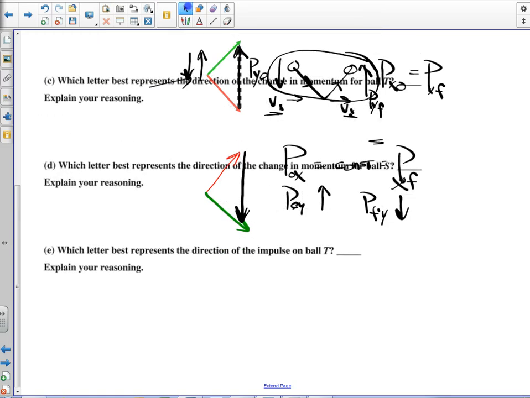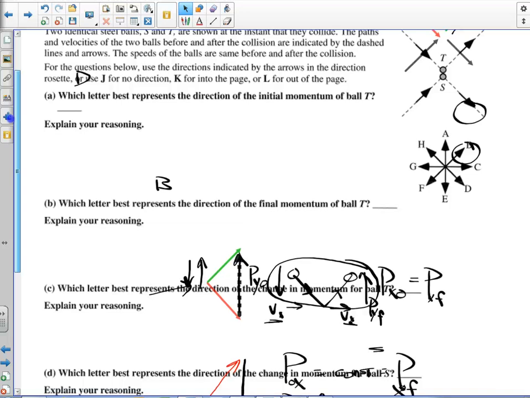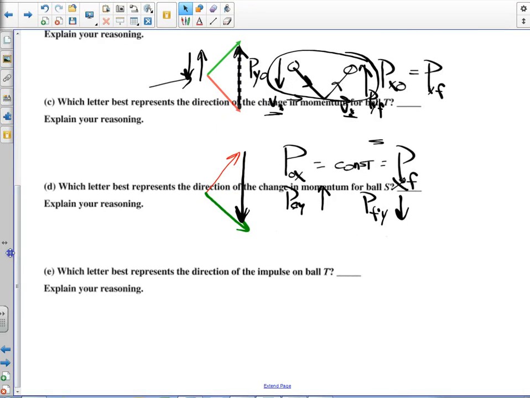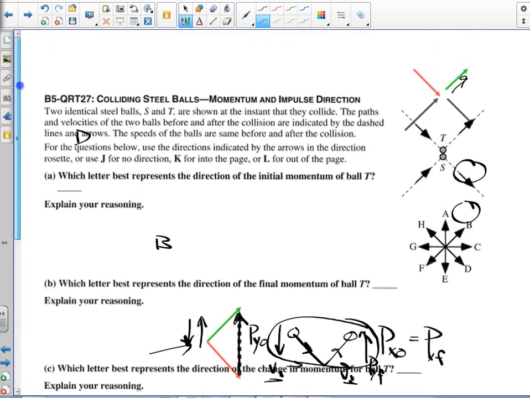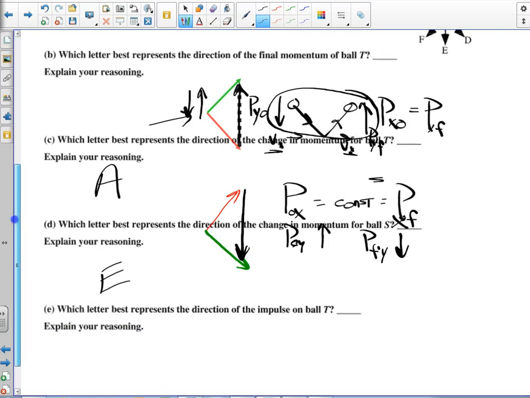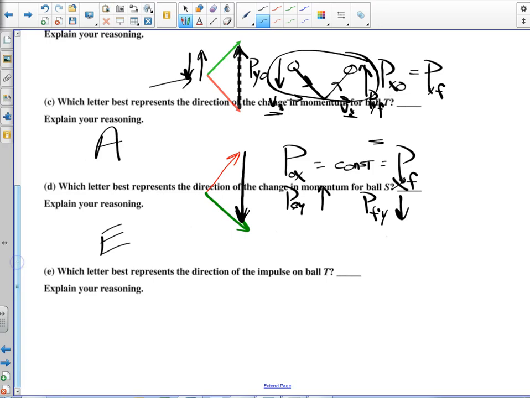To say which letter best represents the direction of the change, I guess if we had to give letters, the one I just did is E, and the one up here would be A. Which letter best represents the direction of the impulse on ball S? Well, impulse is the change in momentum, so it would be the same as the letter for the change, which would be A. Impulse is another word for change in momentum.